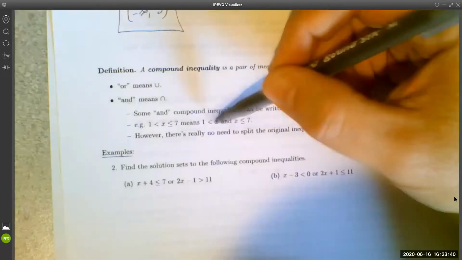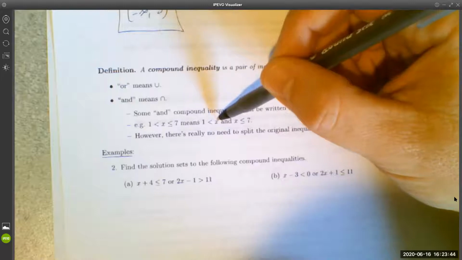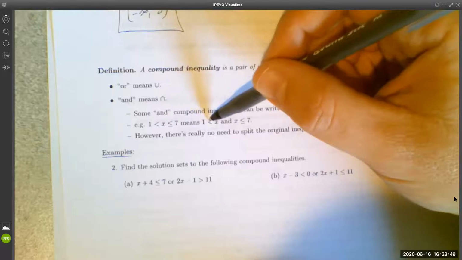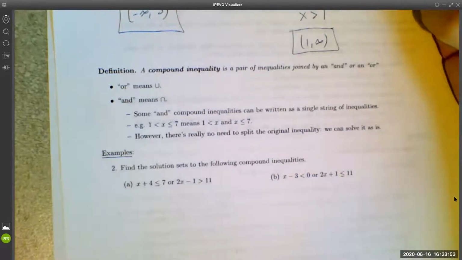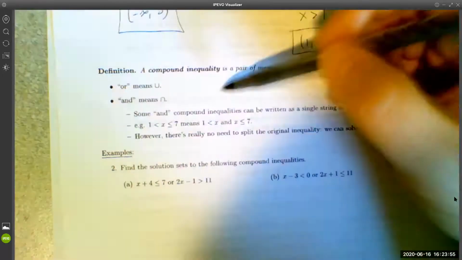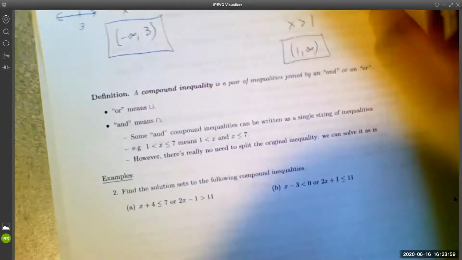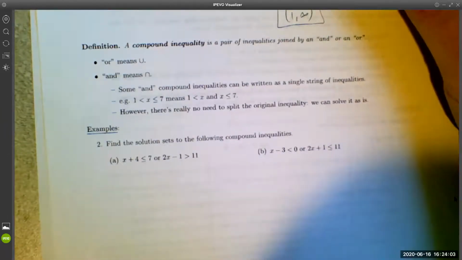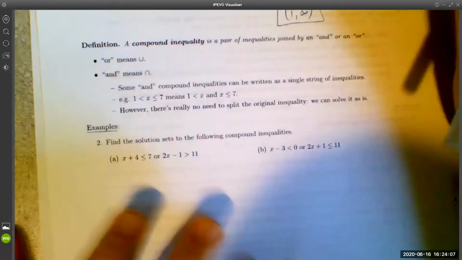And by the way, here I read this statement, x is greater than 1, from right to left. If I read it from left to right, it would read 1 is less than x, okay? But anyway, this and inequality could be rewritten as a single string of inequalities. It's not always possible to do that though. Anyway, let me just show you some examples. Let's find some solution sets to some compound inequalities.